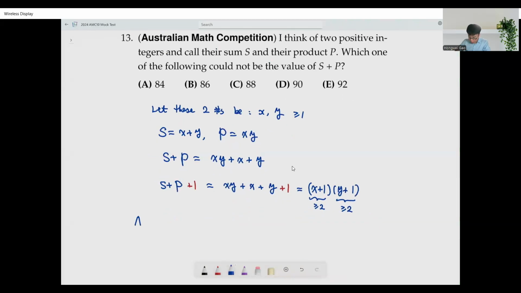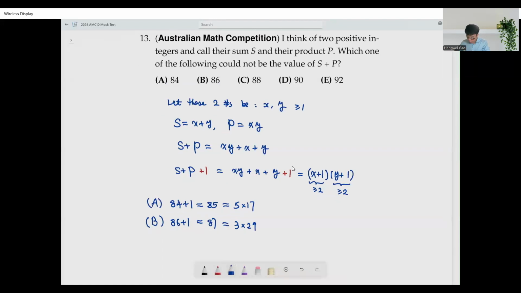If you look at A, we have 84 as S plus P. Now we need to add 1. 84 plus 1 is 85. It is possible to factorize into 2 numbers, each at least 2. For example, 5 times 17. We can take X to be 4, Y to be 16. Right? Similarly, let's do B, 86. If you add 1, we get 87. 87 can be factorized into 3 times 29. That's also good.